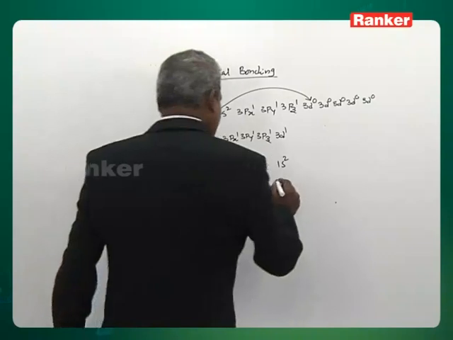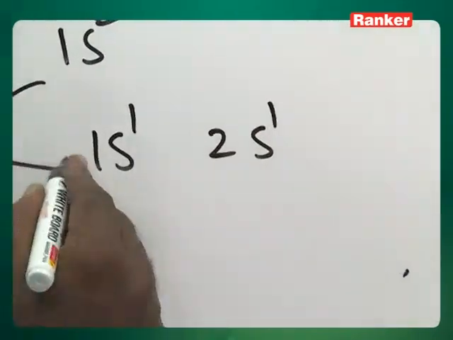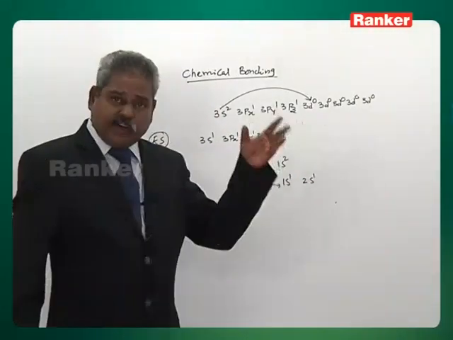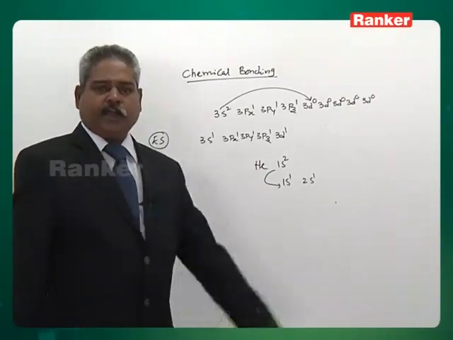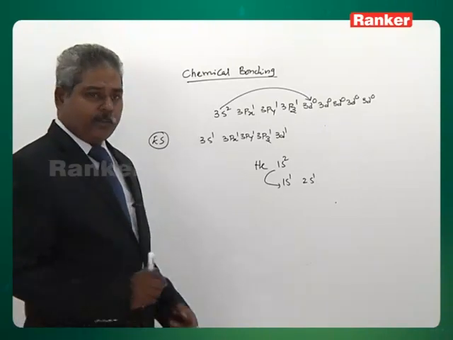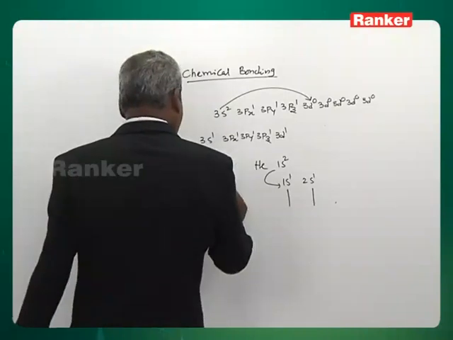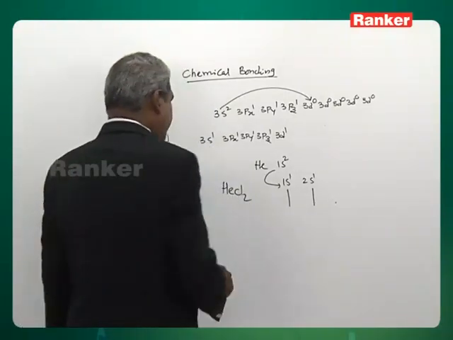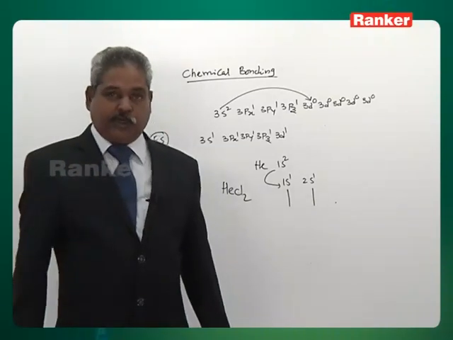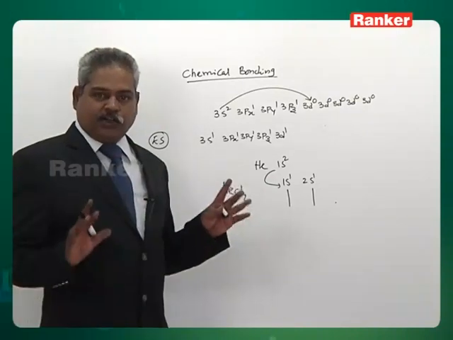For which, what is required? 1s1, 2s1. When you give energy, the pair will get separated, no doubt. 1s will go to 2s. This will definitely take place. There is no question about it. When energy is given, who can stop this? The pair of electrons is broken. Now you have got two unpaired electrons and now a bond is formed. So, helium also can form helium chloride. That may sound surprising to you. It can form helium chloride, but it doesn't form, because look at the logic.